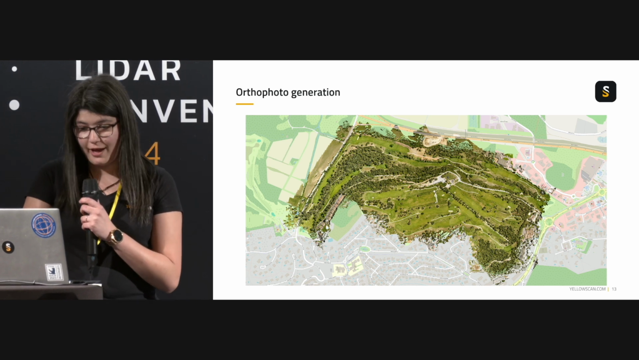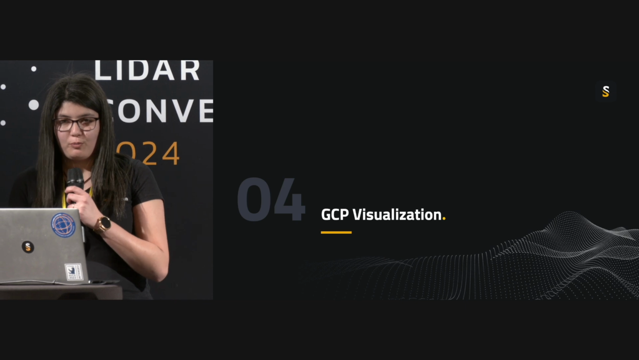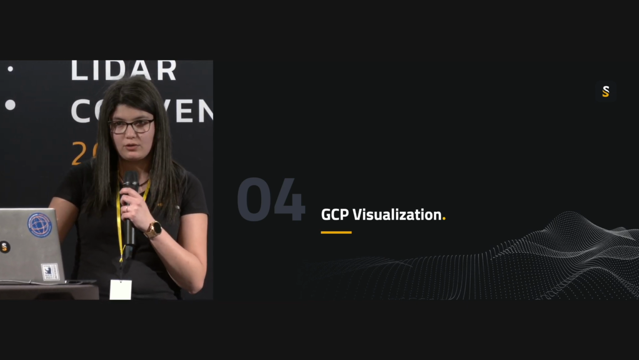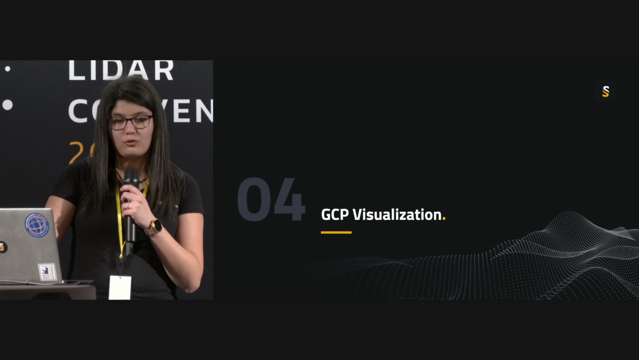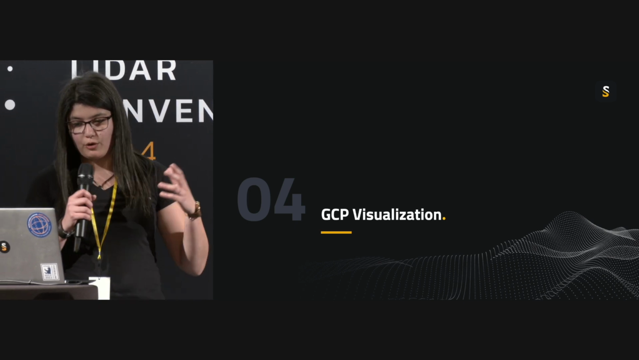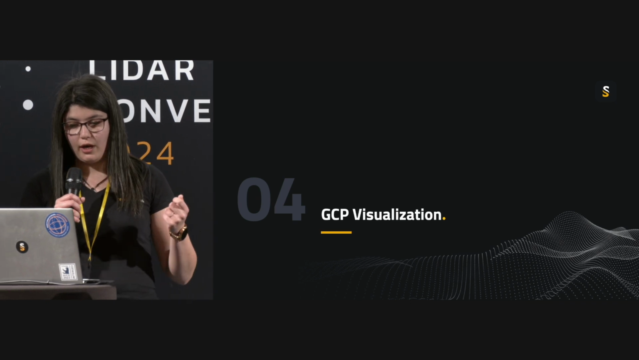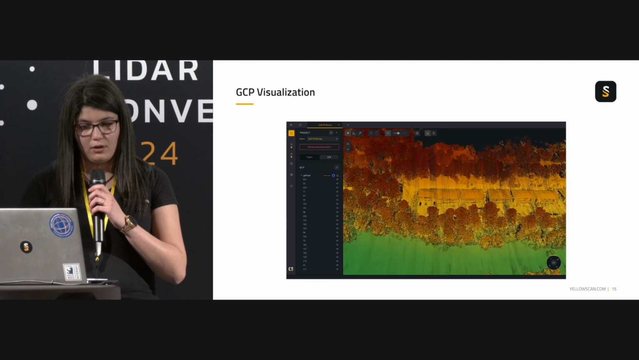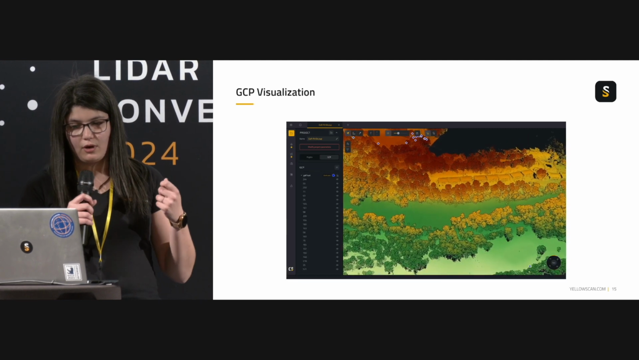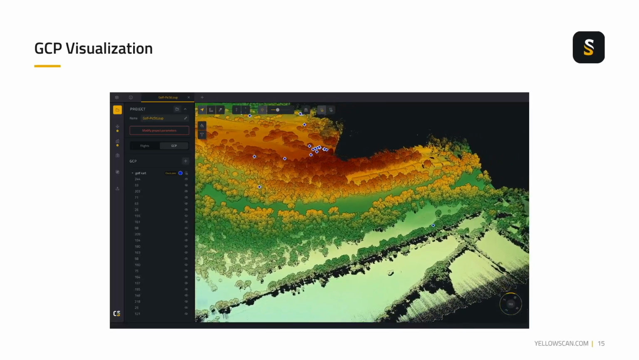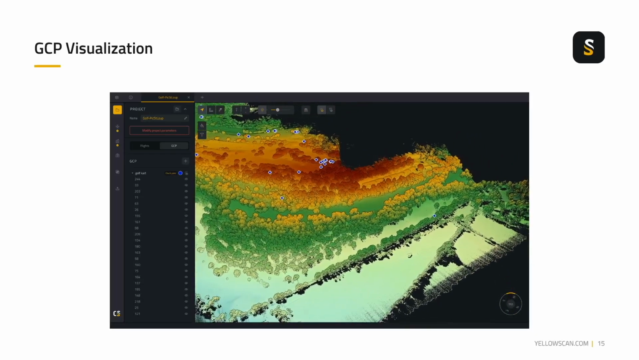Next up, we have ground control points visualization. So up until now, we used to have ground control points in the strip adjustment module, so they were used to help adjust your point cloud, but a lot of our users also told us that they wanted to be able to see them and use them in many other ways.